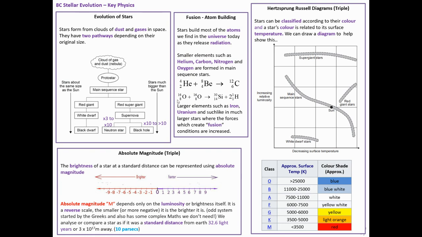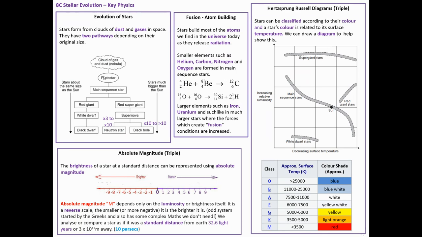Oxygen, two oxygens could be pushed together to make silicon plus two hydrogens. And those hydrogens would go on to do fusion again. Now, larger elements such as iron, uranium, and such like are made in much larger stars where the fusion forces are increased. So, stars are basically our atom generators.